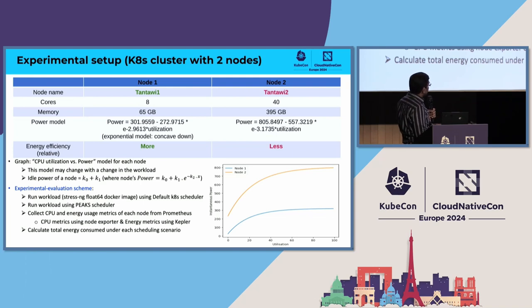With this, you can relatively rank these nodes, one being the more efficient node. The low power node is more efficient. The high power node is the less efficient. Another important aspect is that, as I said, we will go through some use cases to realize the value of Peaks plugin.